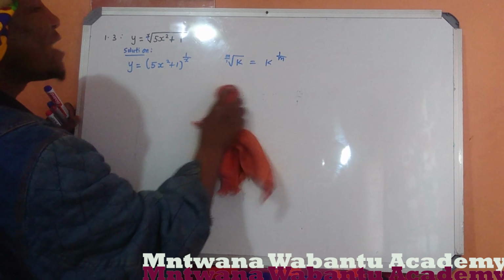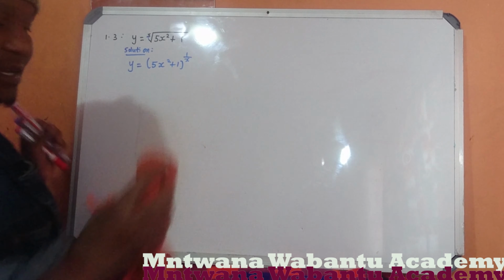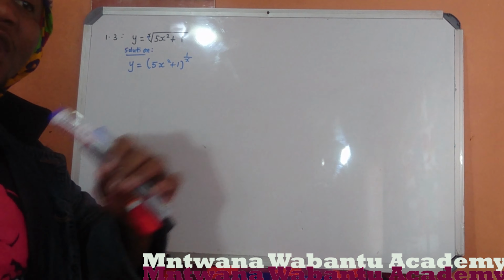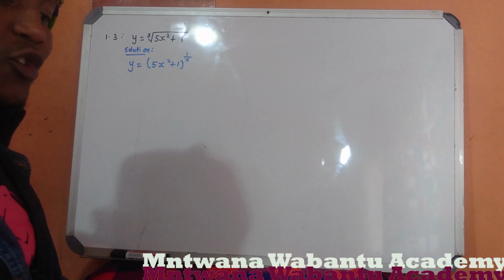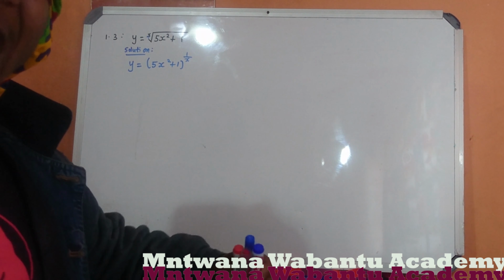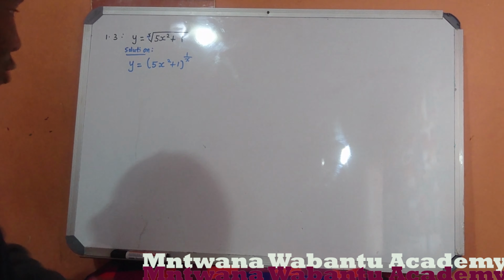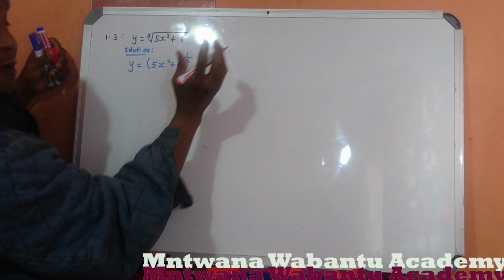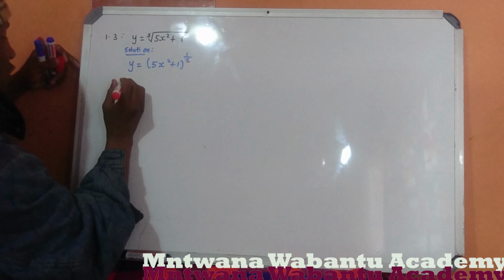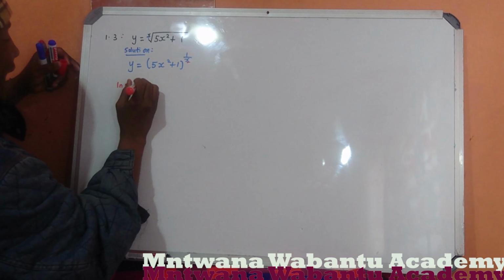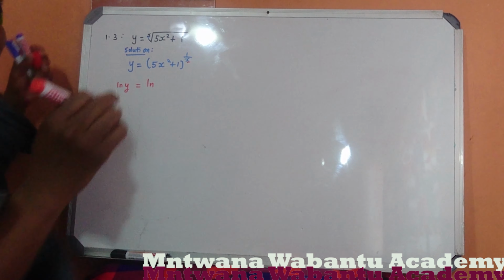And the second step, like I said on the previous questions, whenever you have something with a power, apply ln, please. Don't differentiate straight away. Make sure you apply ln throughout. Since I have a power, apply ln. So it's ln of y equal to, on both sides. When you apply ln, you apply it on both sides.